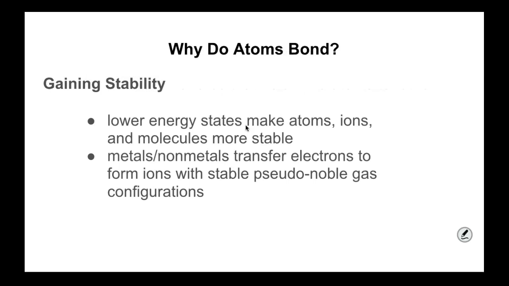When we talk about bonding, why do atoms bond? It's so that they can gain stability. What stability means is lower energy states that make the atoms, ions, or molecules more stable. And then the second bullet here says metals and nonmetals. This is what a metal with a nonmetal will do to become more stable, to lower that energy: they will transfer electrons to form ions with stable pseudo-noble gas configurations.